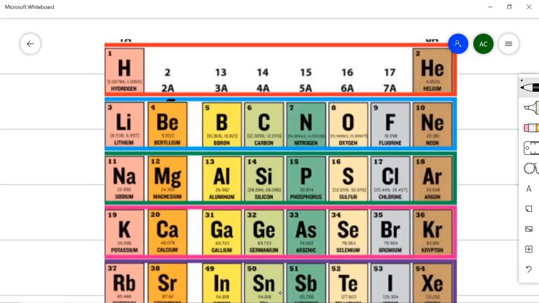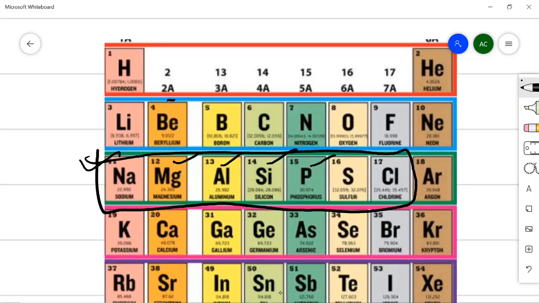So let's see what are typical elements. The third period elements, sodium, magnesium, aluminium, silicon, phosphorus, sulfur and chlorine, summarize the properties of their respective group and are called typical elements. Suppose the first group has some property, now sodium will have all those properties which are present in the first group. So it kind of summarizes.